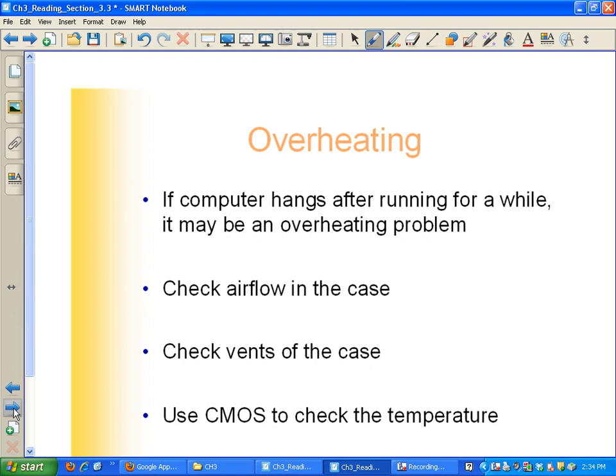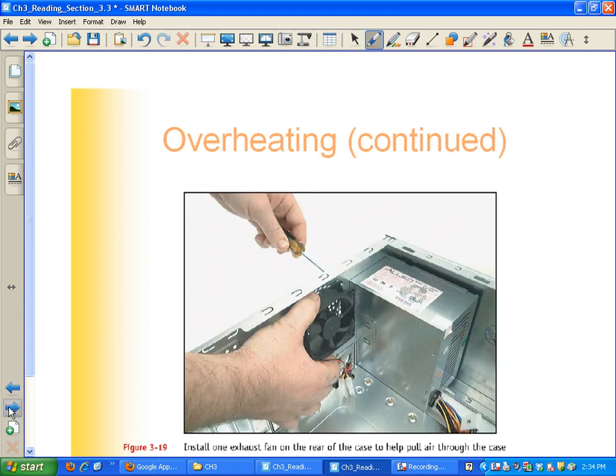Okay, overheating could hang or could shut down the PC after it's been running for a while. We want to check the airflow in the case, check the vents, and we can go through the BIOS, and some BIOSes will tell us what the maximum temperature reached by the PC was. We can see that as well. One of the things we can do about overheating is to add another fan. All fans in the back should blow out of a PC. None of them should ever blow in.